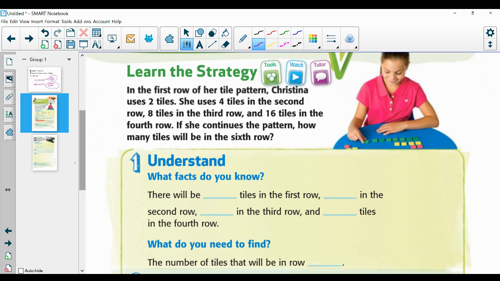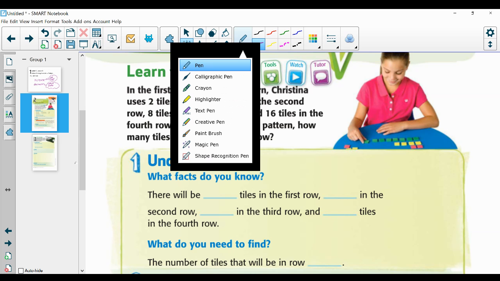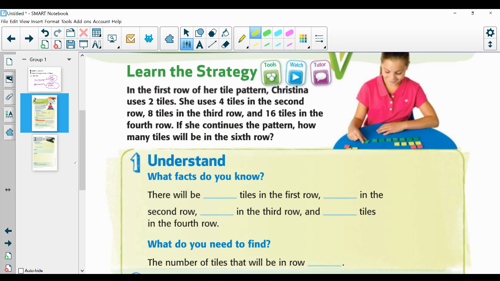In the first row of her tile pattern, Christina uses 2 tiles. She uses 4 tiles in the second row, 8 tiles in the third row, and 16 tiles in the fourth row. She continues the pattern. How many tiles will be in the 6th row? So we can go ahead and highlight. You can use your coloring tool.